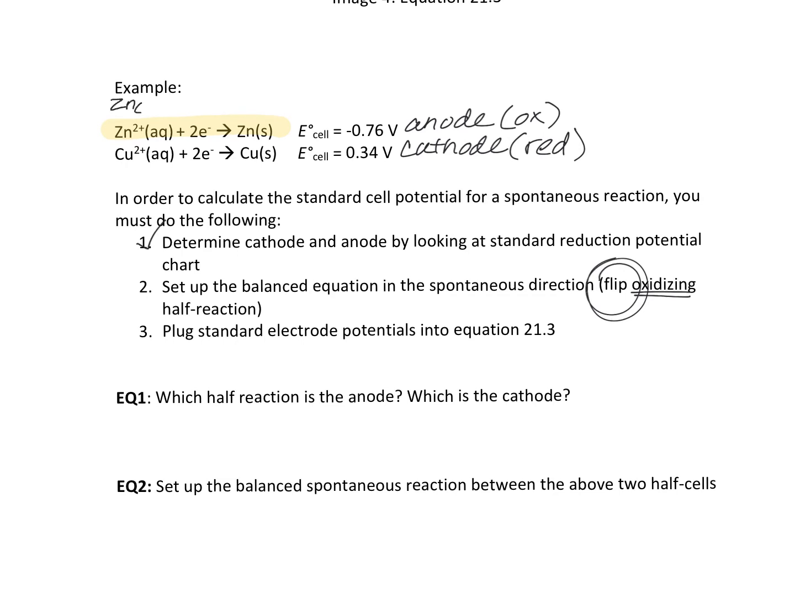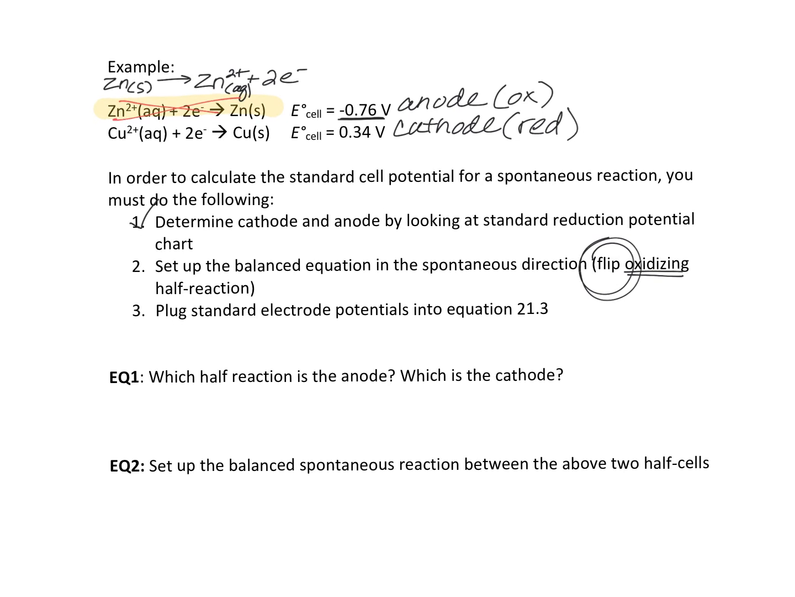That would give me zinc solid, zinc 2 plus, 2 electrons. Okay, I don't actually need to do anything with this value. I leave it. So whenever you're flipping reactions in chapter 21, you do not need to change the sign of the reduction potential. You just leave it as is. Okay, but now I have the half reaction written in the correct direction.